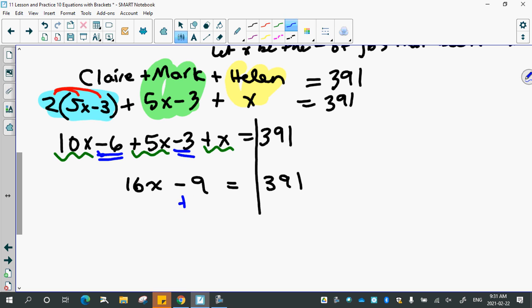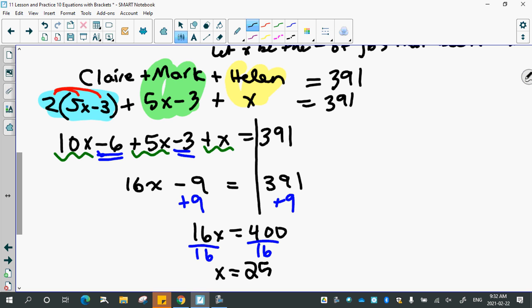X by itself, so I'm going to add 9 to both sides. 16x equals 400. And finally I get x is 25. And then you go back. Where did it start from? Who was X? Helen was X. So therefore, Helen has 25 jelly beans.